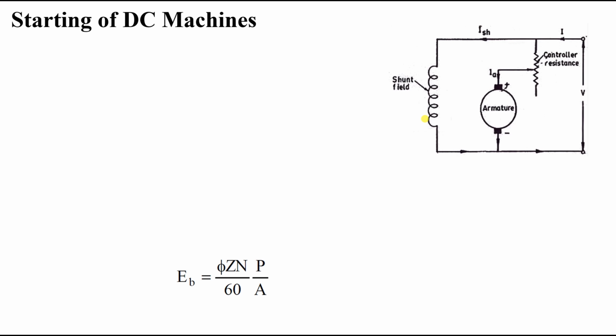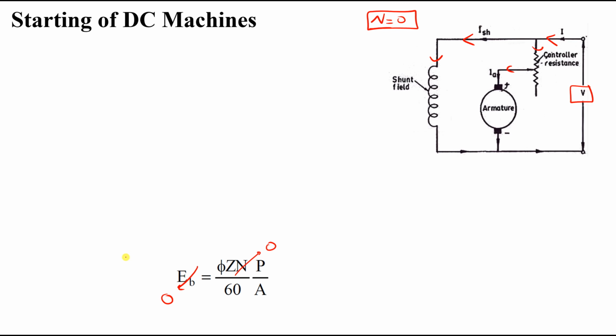Now, remember that we have E, the back EMF, equal to phi Z n P over 60A. At the very beginning of our DC motor, we have our supply, V terminal, that gives us a current. One current goes to the armature and one goes to the shunt to provide excitation. At the very beginning of DC motors, the speed of this motor is equal to 0, so it means that when N equals 0, the back EMF equals 0.